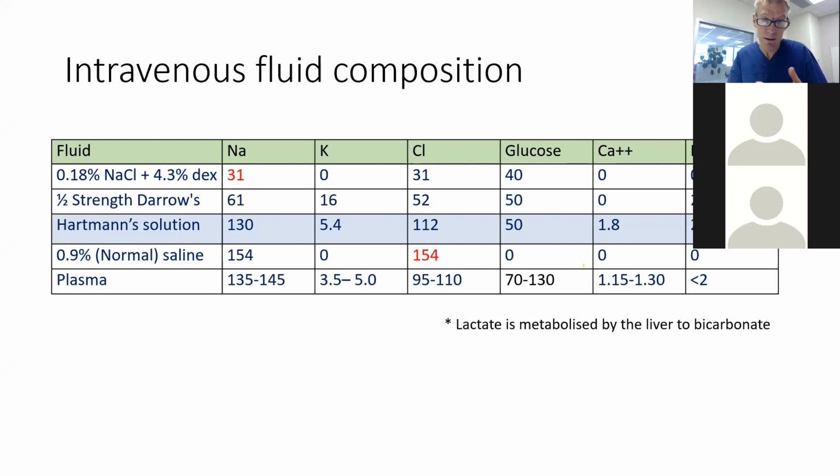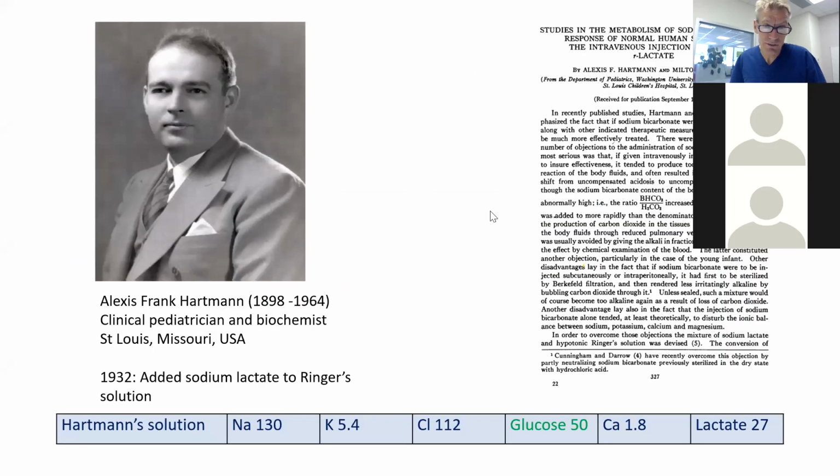And of course, they realized that bicarbonate then becomes a precipitate in the intravenous fluid. So you can't just add bicarbonate to an intravenous fluid and then give it intravenously. You can give bicarbonate separately to children, but that's different. But what you can do is add lactate, and if the liver's functioning well, then it will convert it to bicarbonate. And so you end up giving a solution that has a normal pH rather than an acidic pH. And that's the special thing that's in Hartmann's solution. This is Alexis Frank Hartmann, who was a biochemist and a pediatrician, and he designed Hartmann's solution in the 1930s, a very long time ago, 90 years ago.